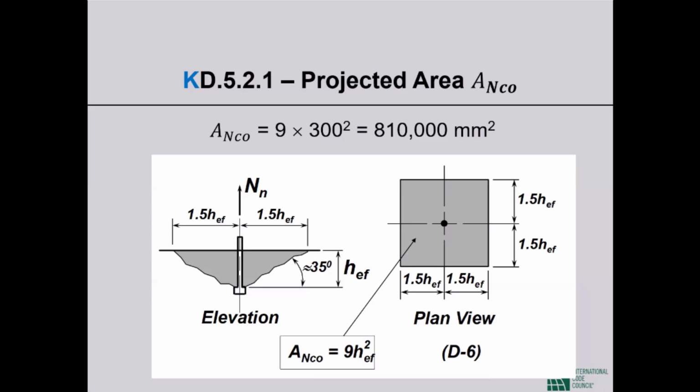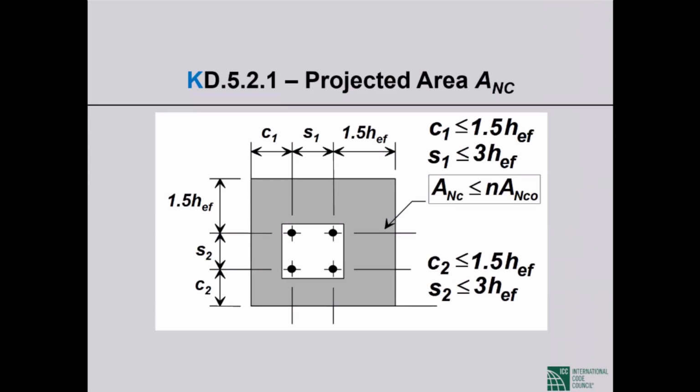This is for a single anchor in tension. A sub n0 depends only on the embedment depth. Then A sub n is the projected area of the failure surface, not effective area, by a group of anchors in tension. Now, considering spacing and edge distance.